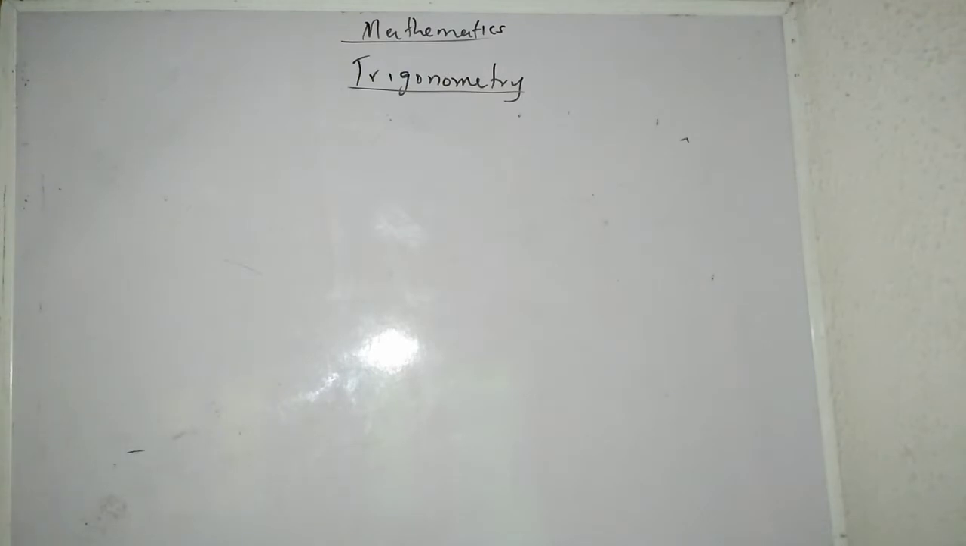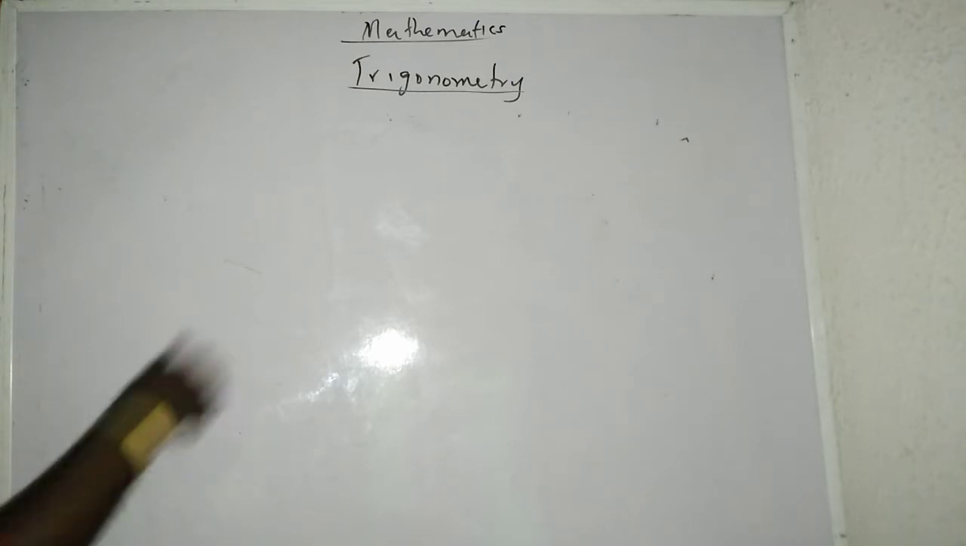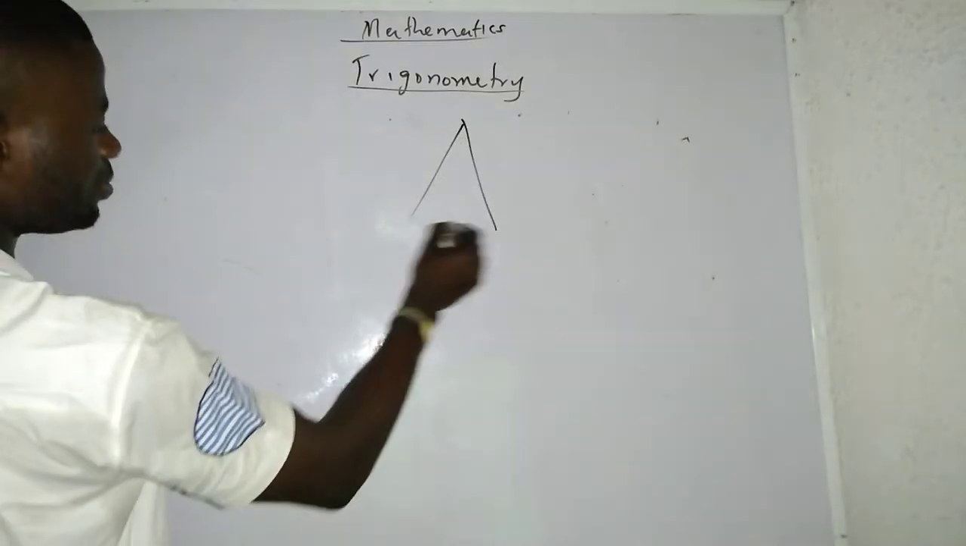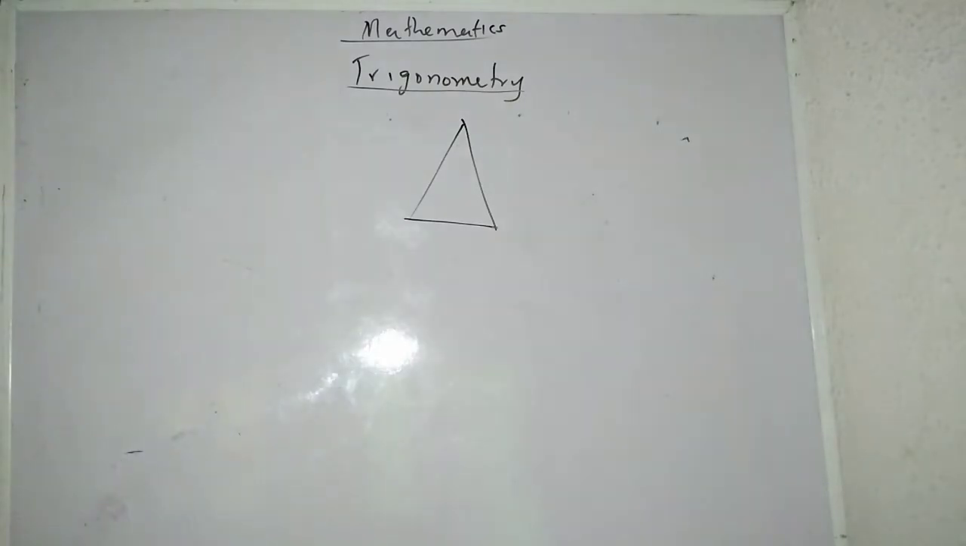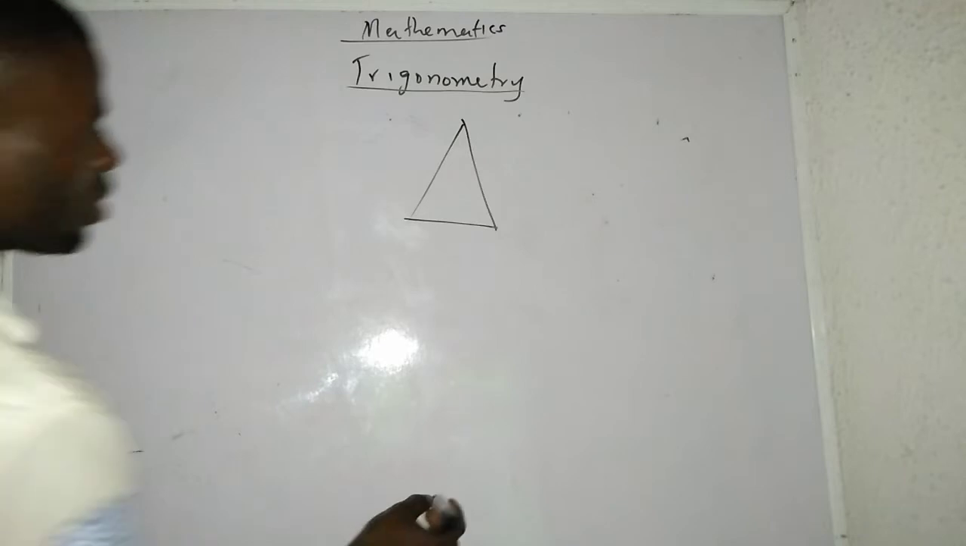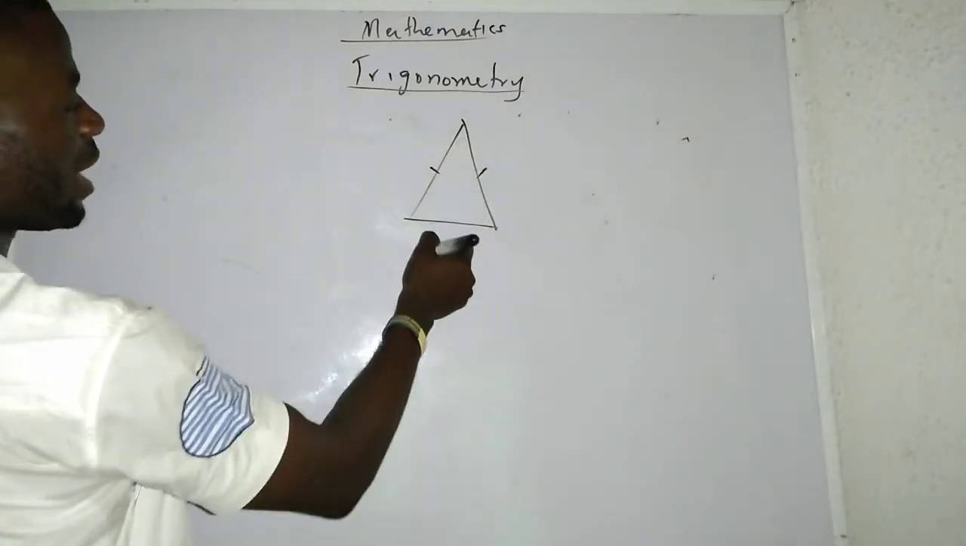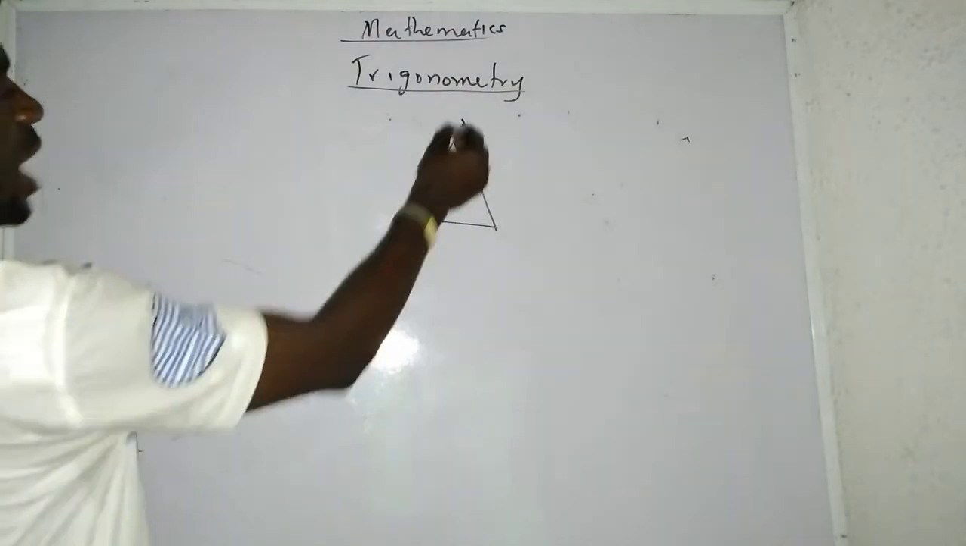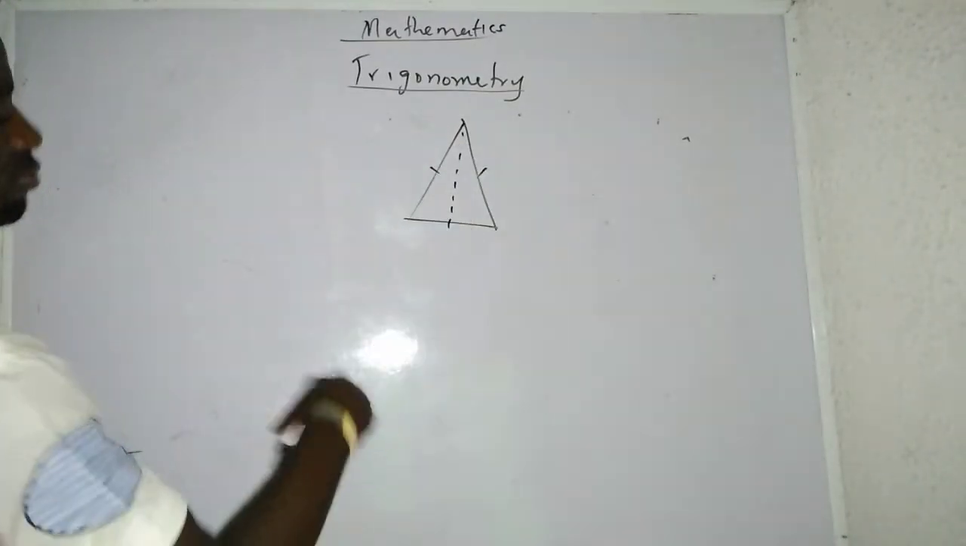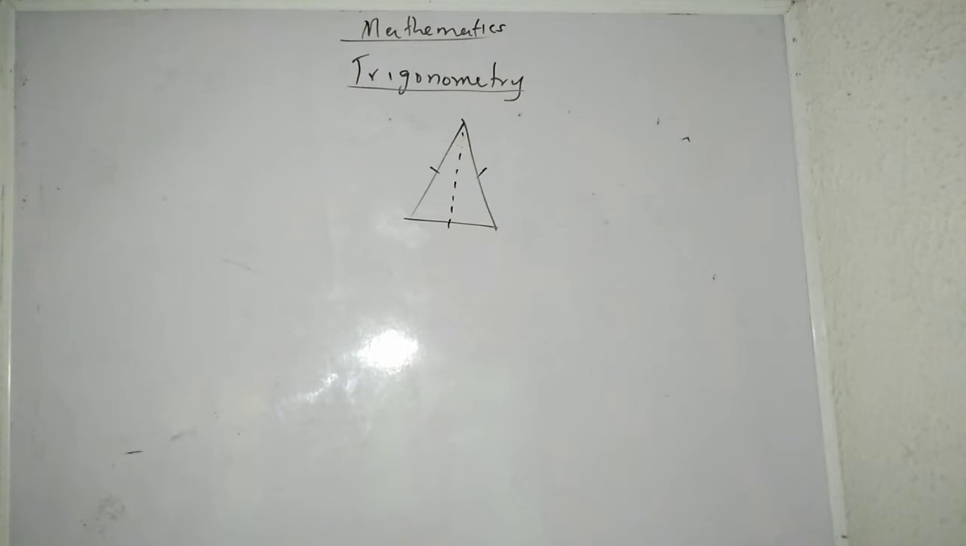Now, before we continue, when you talk about an isosceles triangle, you can use your sine rule and cosine rule to perform any operation here. And also you can bisect into 2. Likewise, equilateral triangle.